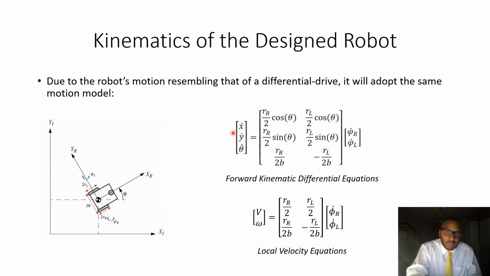global state variables of x dot, y dot, and theta dot to the local wheel velocities on the robot, theta dot r and theta dot l, which basically represent the wheel velocities on the right and left side of the robot. And we can also determine the local linear and angular velocity of the robot based off of the wheel velocities on both the left and right side. Both of these equations will be very important moving forward as they help with odometry estimation, which basically tracks the position and velocity of the robot in real time.